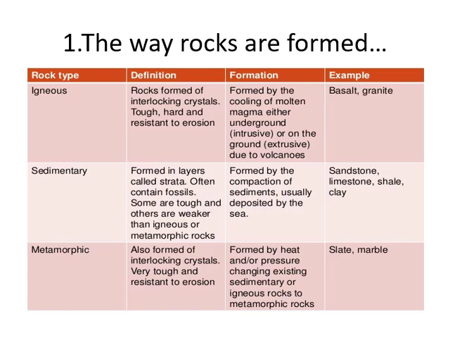Metamorphic rocks are formed of interlocking crystals, which are very tough and resistant to erosion as well. Metamorphic rocks are mainly formed by heat and pressure. Usually by heat and pressure, sedimentary or igneous rocks change into metamorphic rocks. Slate and marble are some common examples of metamorphic rock.